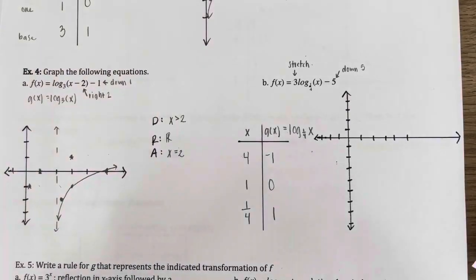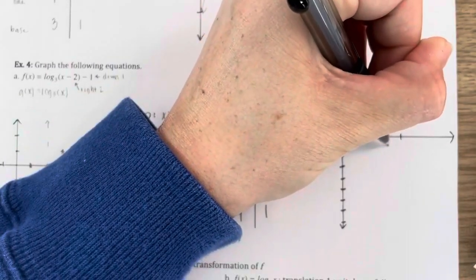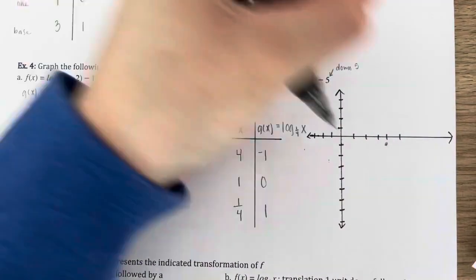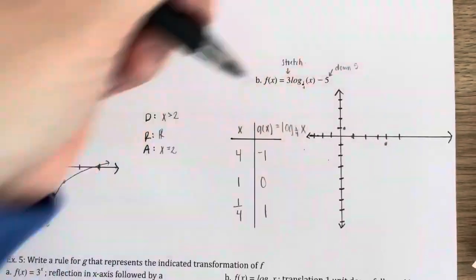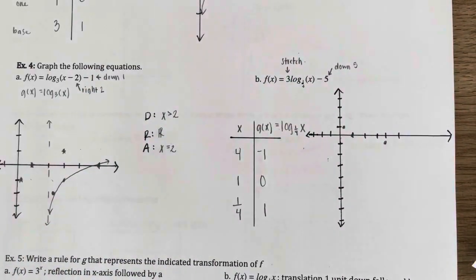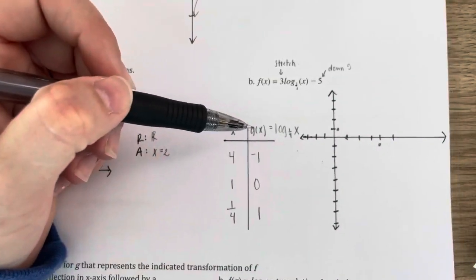So we can graph those points. So (4, -1), and then (1, 0), and (1/4, 1). And then this one does, but we're going to go in order of, think order of operations again, like I said. So if we were to follow order of operations, we would multiply before we subtract. So we're going to do the stretch before the translation 5 units down.